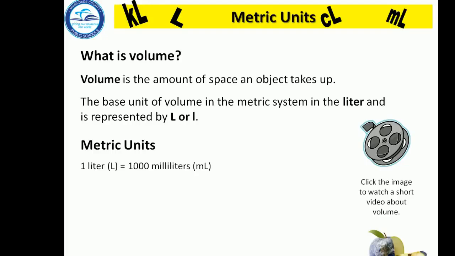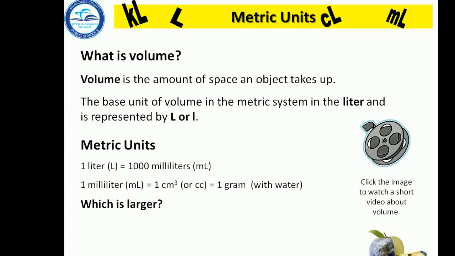Did you notice that the prefix on those are the same? 1 milliliter equals 1 centimeter, sorry, cubed. That's a long story. We'll get into cubing it later.